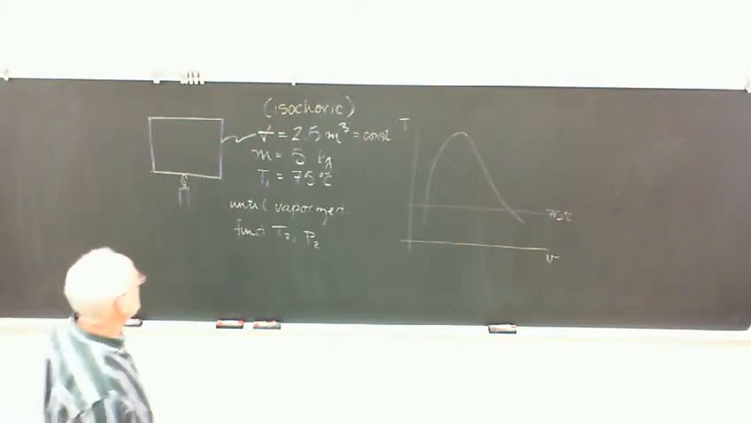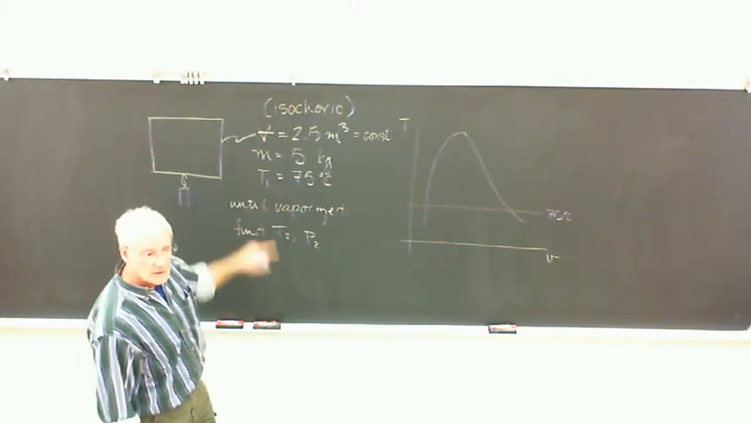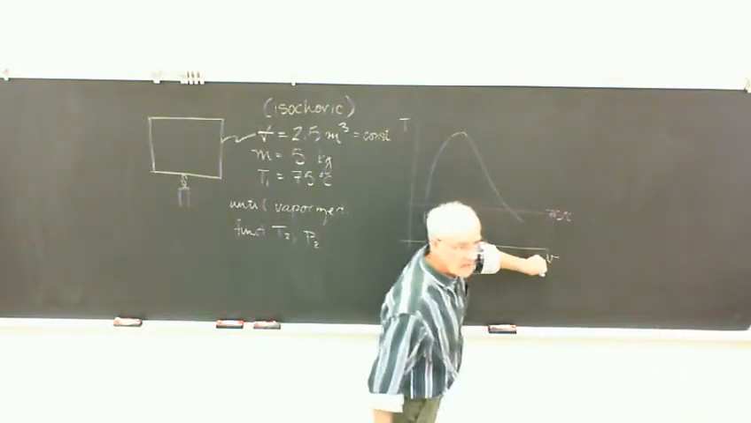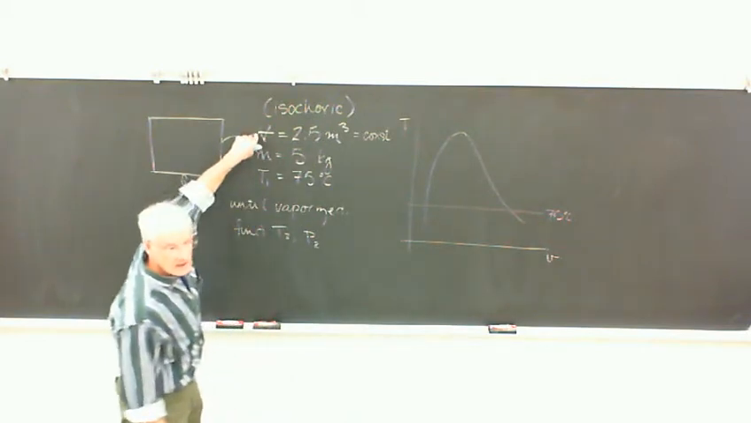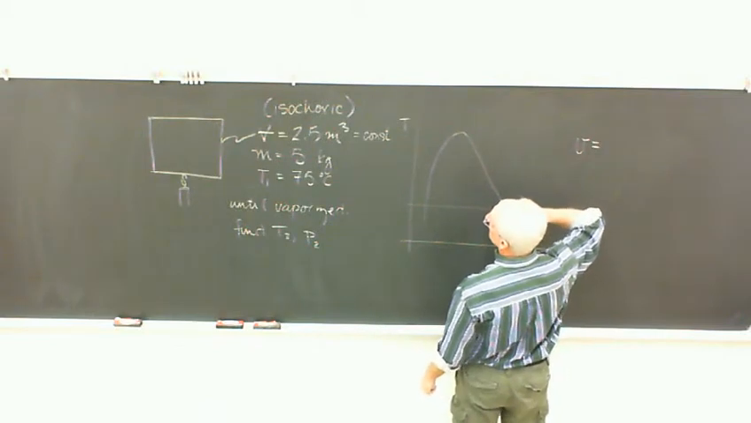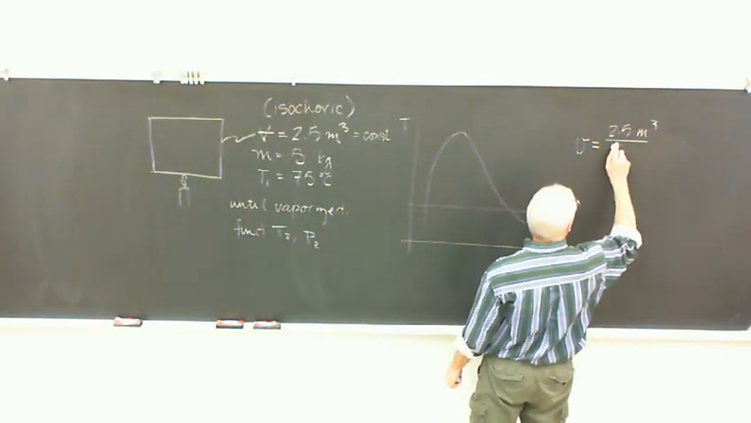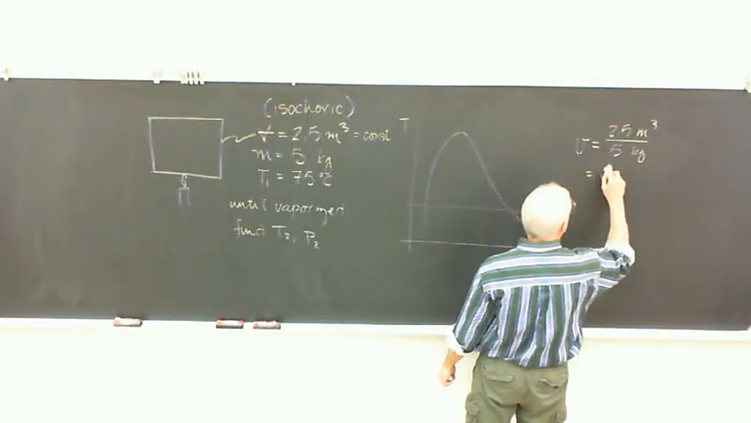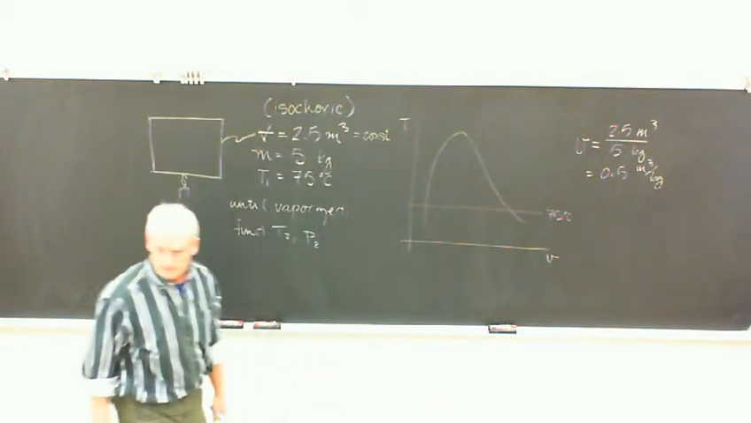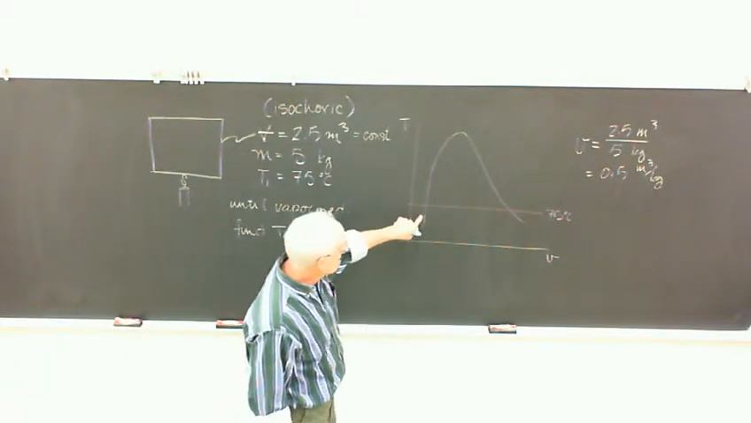So what other intensive property? We've got T, we've already plotted that line. What other property do we have that will allow us to fix the state point? Volume. We have the specific volume. Remember, this plot is specific volume. We're given here the actual volume, but it's easy to relate the two. 2.5 meters cubed per 5 kilograms. So we know that the specific volume is 0.5. Now, that does not mean yet we know where we are along here. We could be over here.